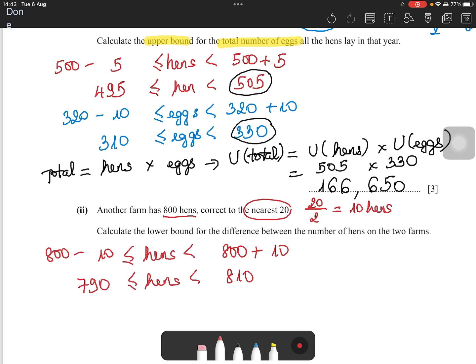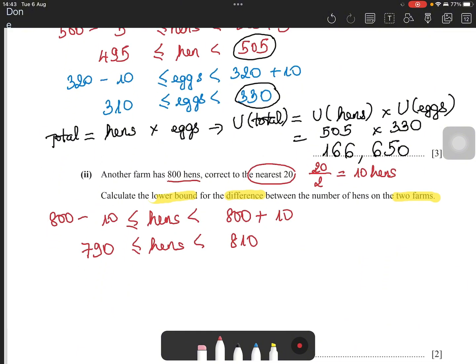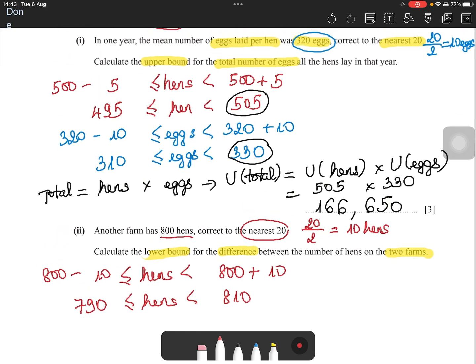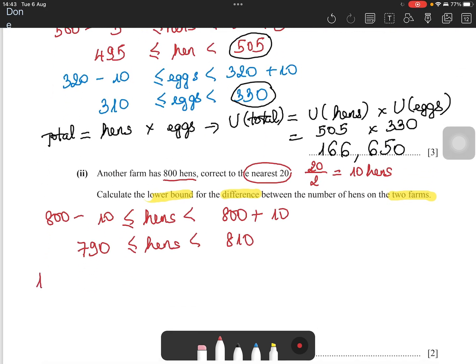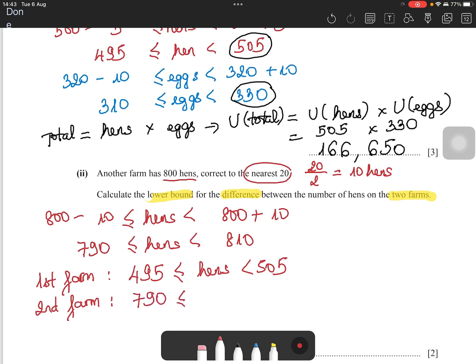And now we need to find the lower bound for the difference between the number of hens on the two farms. So in the first farm, I would say this is the first farm, the number of hens is between 495 and 505. And in the second farm, the number of hens is between 790 and 810.